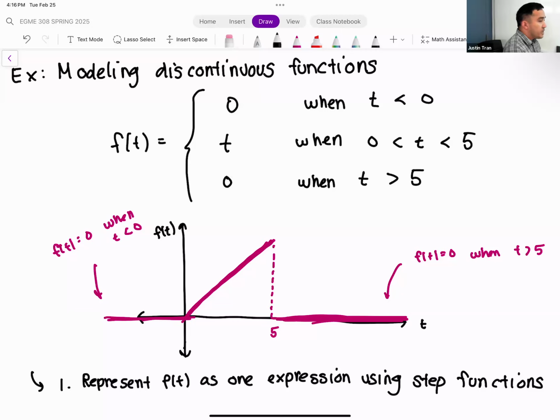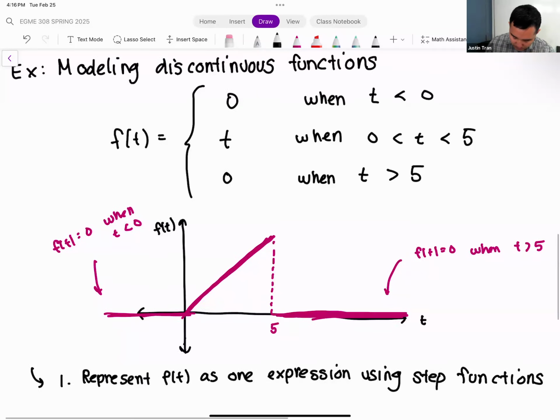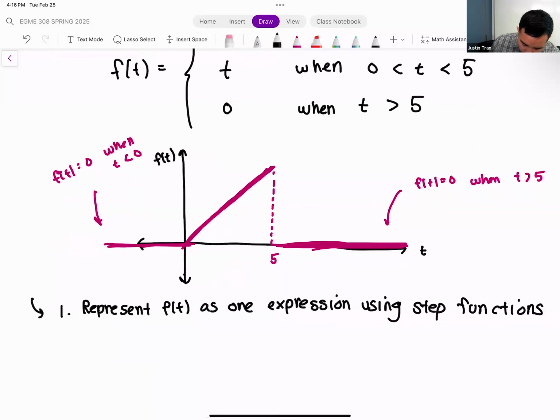We're going to represent the discontinuous function f of t as one single expression using step functions. And then the second thing that we're going to do, once we have that expression from part 1, is take the Laplace transform of that expression. And in that case, we're going to utilize our second shifting theorem in order to apply some shifts.